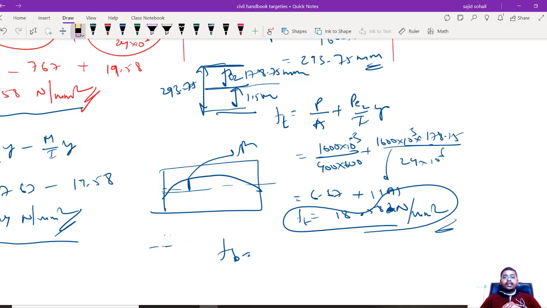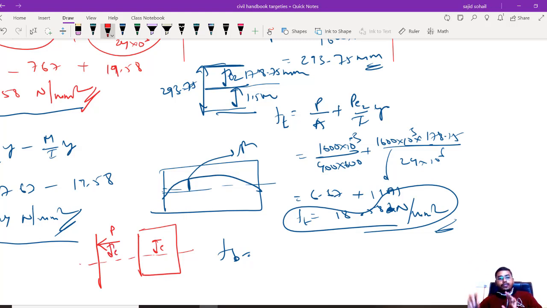Just give me a second. Let us draw it carefully. Let us try to understand with the help of diagram. Very simple. See, after considering the moment and finding out what is my P line profile, at that point I know my P force is acting at a distance of eccentricity 178.75 mm. So if you want to draw the forces diagram, it is something like this at a neutral axis at distance e, which is 178.75 mm.